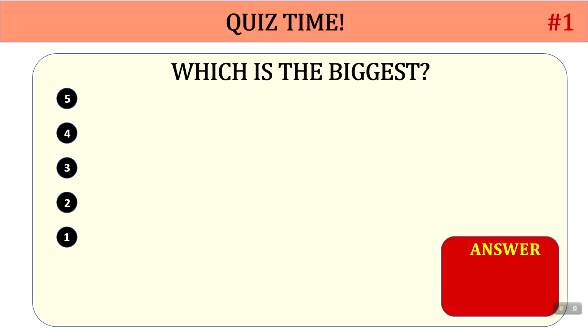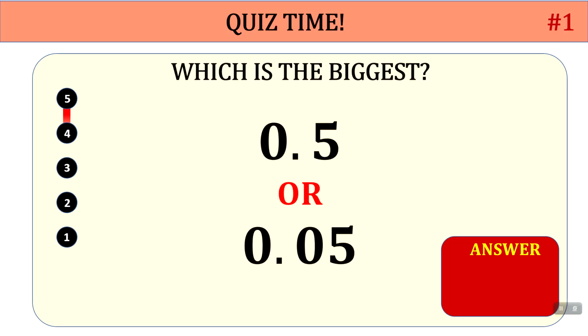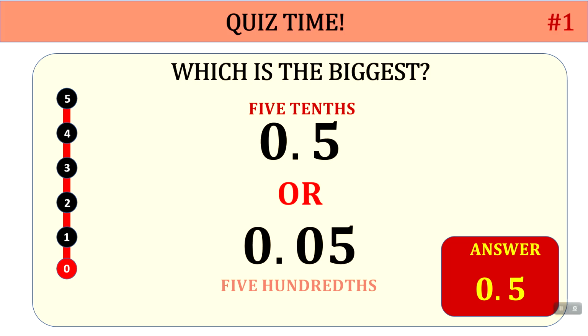And now it's quiz time. Which one of these is the biggest? 0.5 or 0.05? And time's up. The answer is 0.5. That represents 5 tenths, whereas 0.05 represents 5 hundredths.